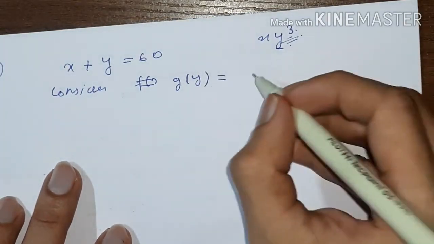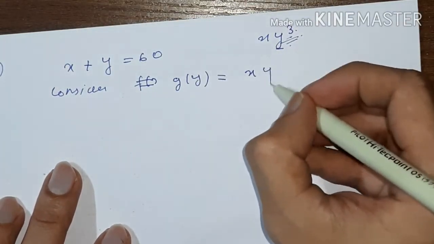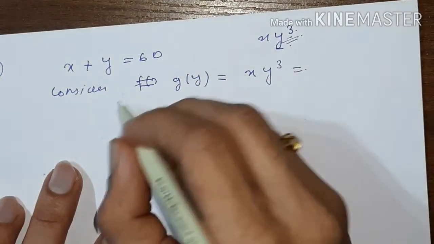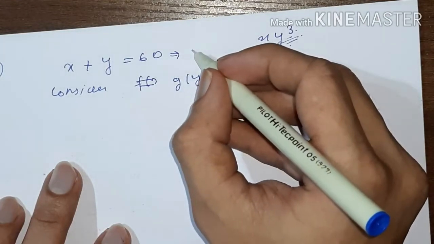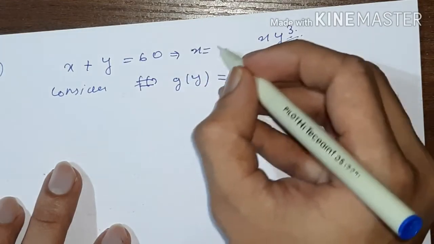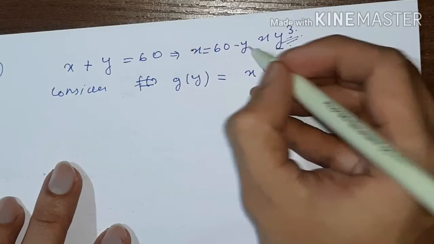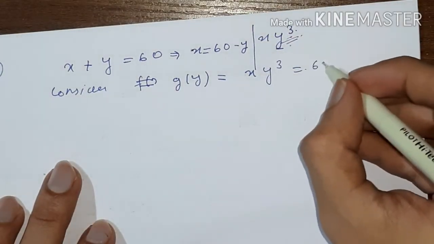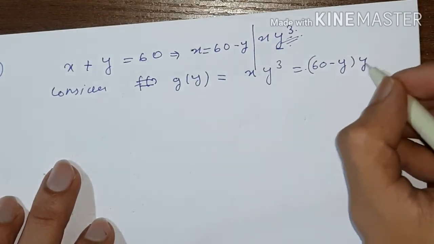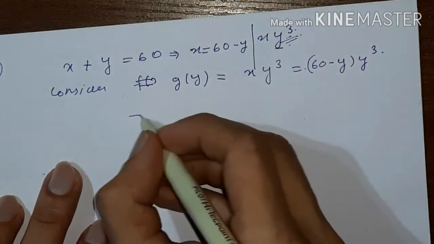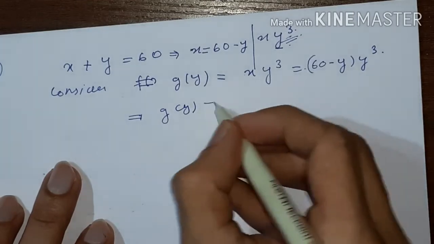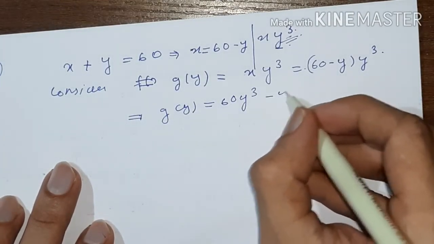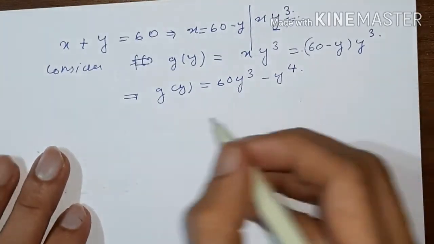So for that to not happen, you take a function of y. So g of y will be nothing but x y cube. Now you write x in terms of y. From here you will get x is equal to 60 minus y. So you will get 60 minus y multiplied by y cube, right? So g of y will be nothing but 60 y cube minus y raised to 4.